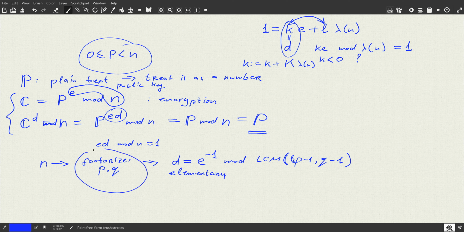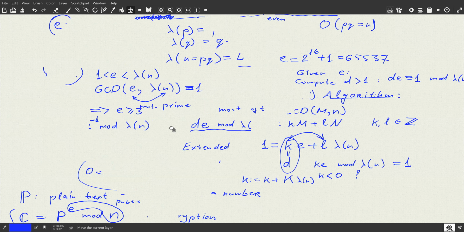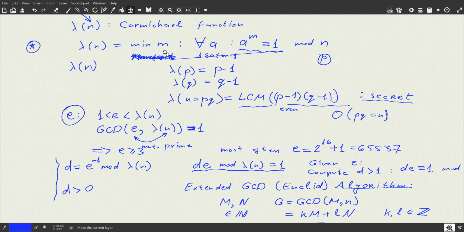But factorizing is extremely hard. So the essence of the algorithm is that even if you know that your number n is a product of 2 primes, finding those 2 primes is an extremely, extremely difficult operation.